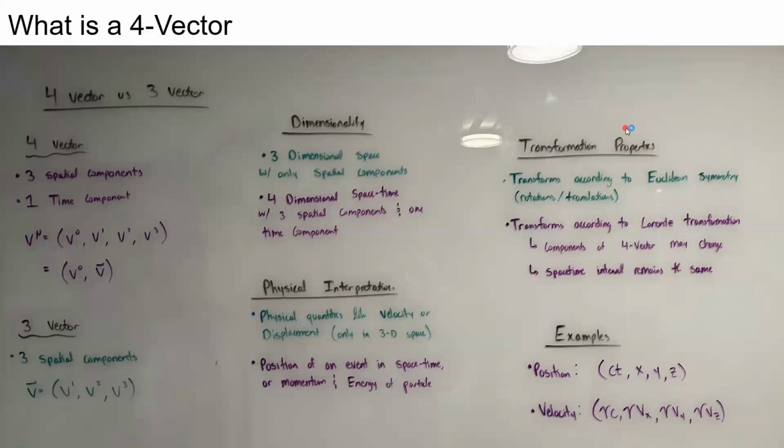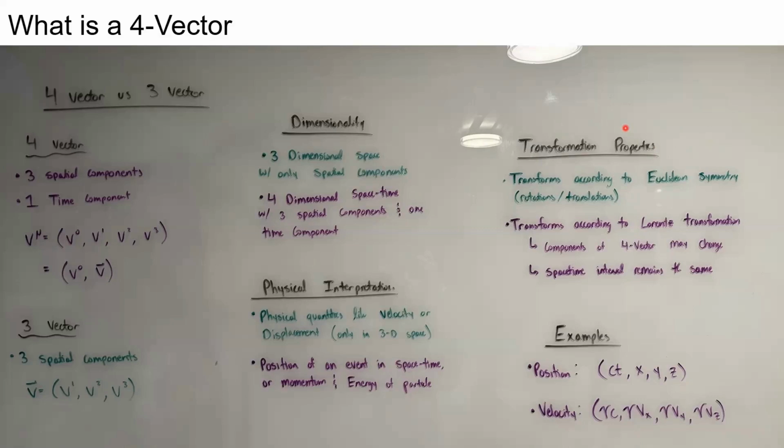Three vectors, your ordinary vectors, transform according to Euclidean symmetry, so you can rotate them and translate them and they'll be the same. Four vectors transform according to the Lorentz transformation, where the components of the four vector may change, but the spacetime interval, what the book in your prep activity refers to as the invariant interval, remains the same.